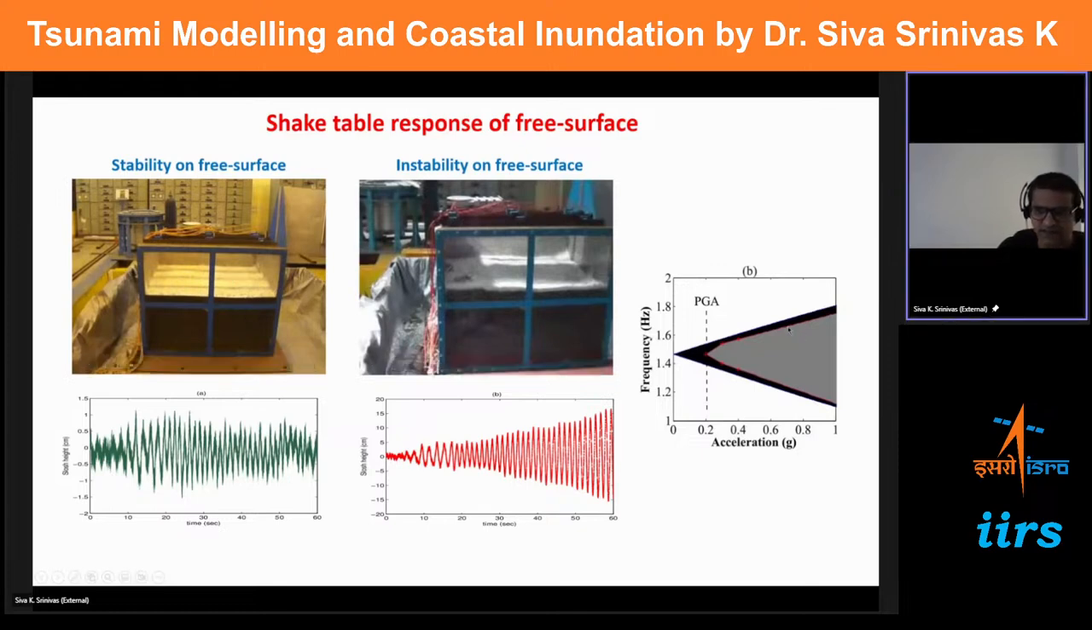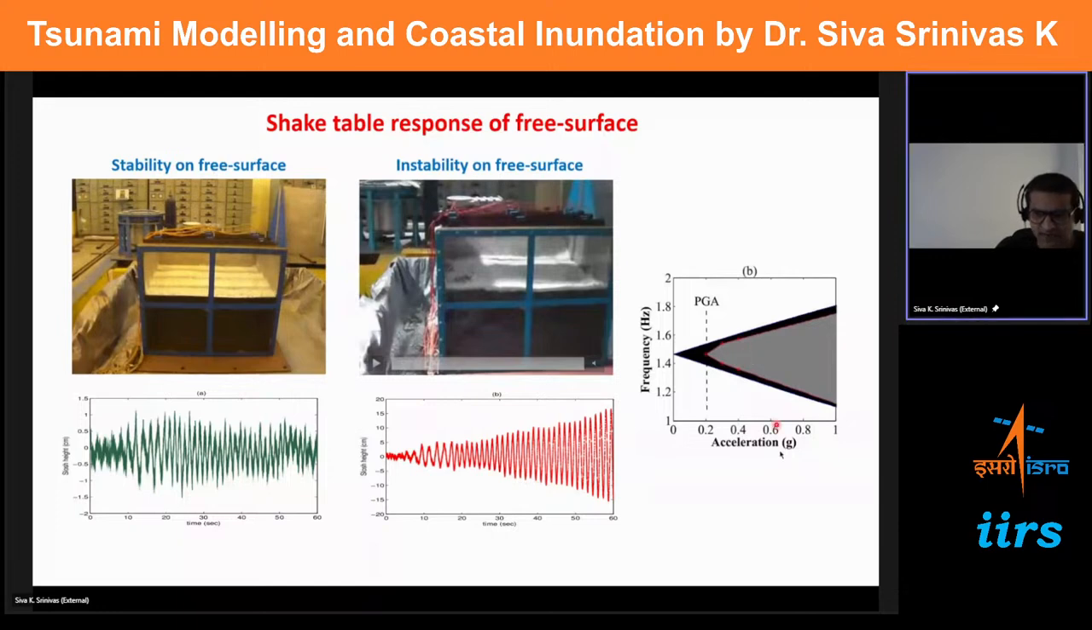Now, this is a typical stability chart I can plot, taking the acceleration of this tank on the x-axis and the frequency of the external excitation on the y-axis. I'll keep on increasing the acceleration of the external excitation. I keep on changing the frequency. I see whether the free surface is stable or not. If the free surface is unstable, I'll plot with a dark color. So I end up with such a chart.